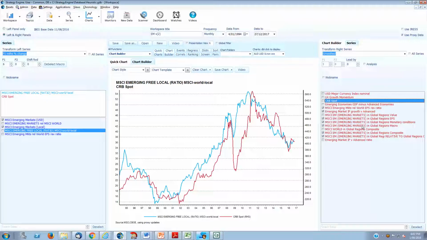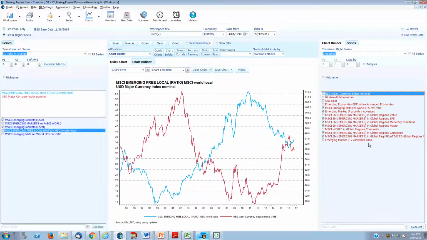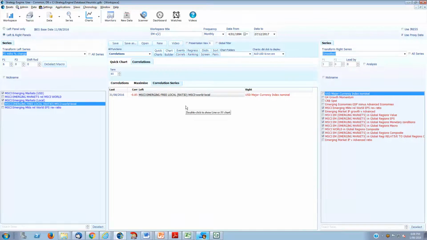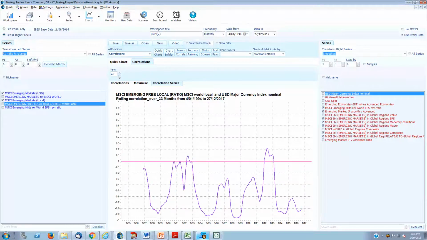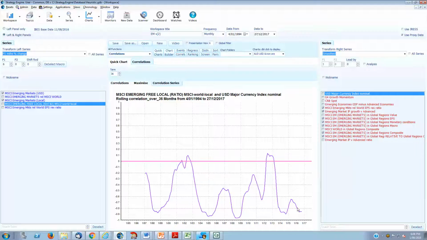Now I want to turn our attention to the US dollar, and there is an inverse relationship. I'm looking at local currency emerging markets compared to global developed markets, and then on the right-hand scale we've got the US dollar against the major currencies. So you can see the relationship there. What I'll do is look at a rolling correlation of the two. If we look at this chart, this is a rolling 40-month correlation. We can change that. Actually, I'll look at rolling 36 months. You can see there the very strong negative correlation between whatever the US dollar is doing and the relative performance of EM.